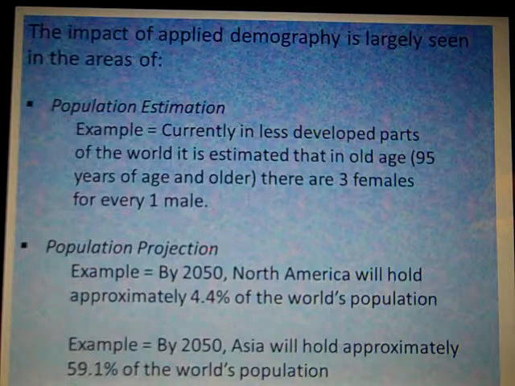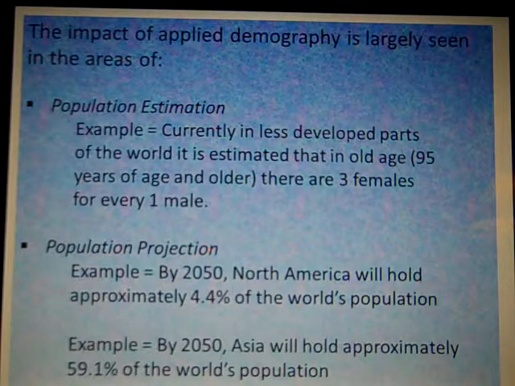In class we talked about population estimation versus population projection. With estimation, we're essentially trying to get a hold of what we have right now. The example I used in class was that when you're looking at people 95 years of age and older, there are 3 females for every male, and that's virtually everywhere in the underdeveloped part of the world. Even if you take this discussion into the developed part of the world, places like North America, you still have way many more females than men at the very top of the age pyramid. So we know that. So population projection is making predictions.